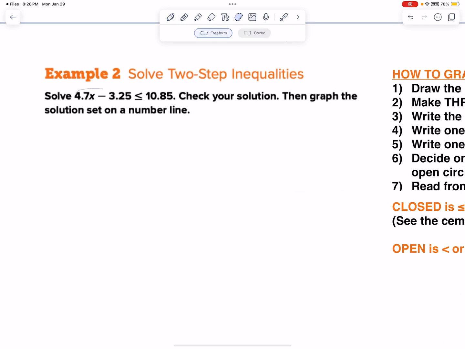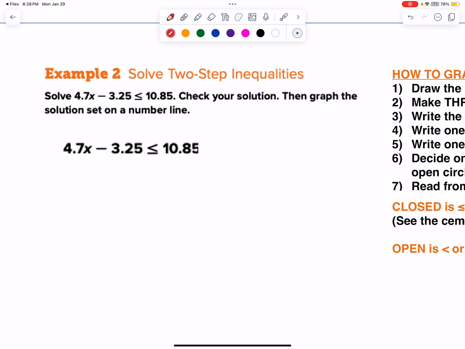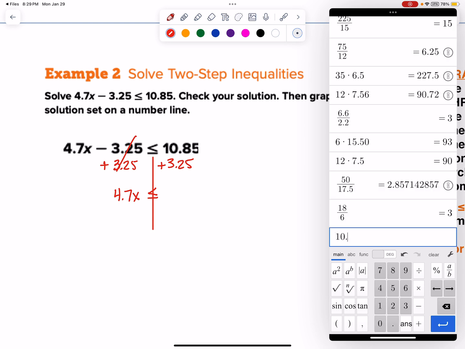Let's go ahead and lasso this down to the bottom. And here we go. Time to solve. Separate our workspace. SADMERG tells us to take care of addition subtraction first, so it looks like we're doing the same thing every single time. Pretty repetitive. They're not making these difficult to solve for sure. All right, so what do we have left? We have 4.7x. We didn't multiply or divide by a negative yet, so that stays the same. And then we have 10.85 plus 3.25, and that gets us 14.1.